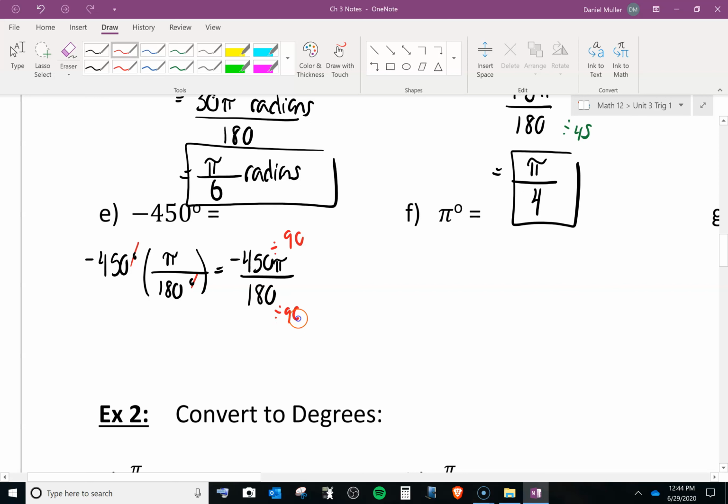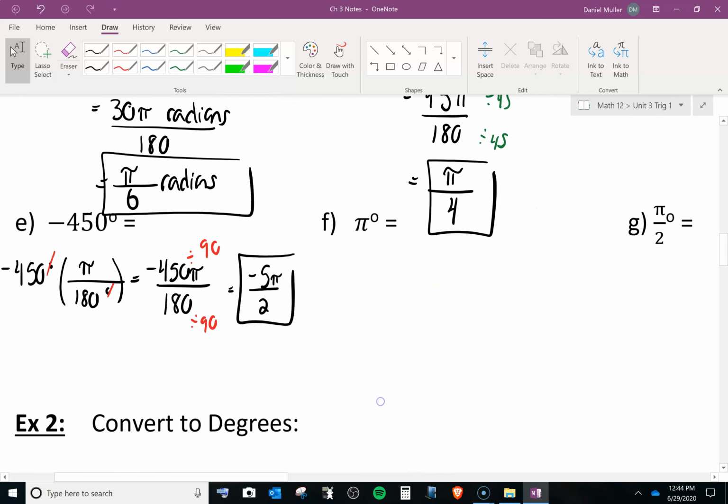I know both of them can do 90. And so this would get me a negative 5, and there's a pi, and here will get me a 2. So negative 5 pi over 2 radians, though we do not write the radians. Now this is very strange looking, pi degrees, but it doesn't really matter. I want to get rid of degrees, so I'll put degrees on the bottom. And I'll put a 180 there, and I put a pi up here. It's always pi and 180.